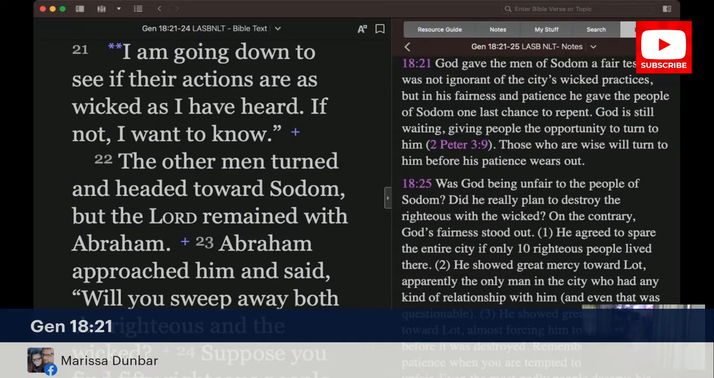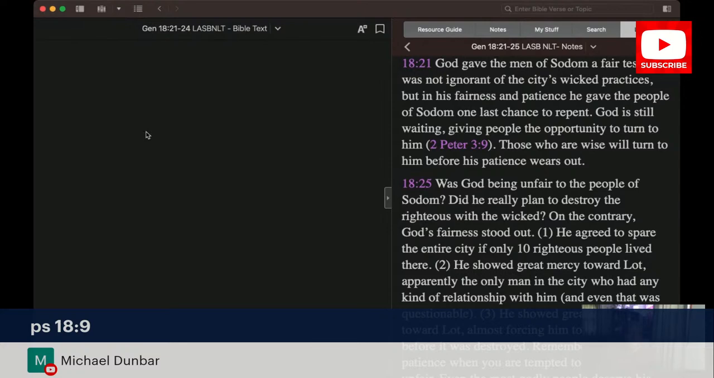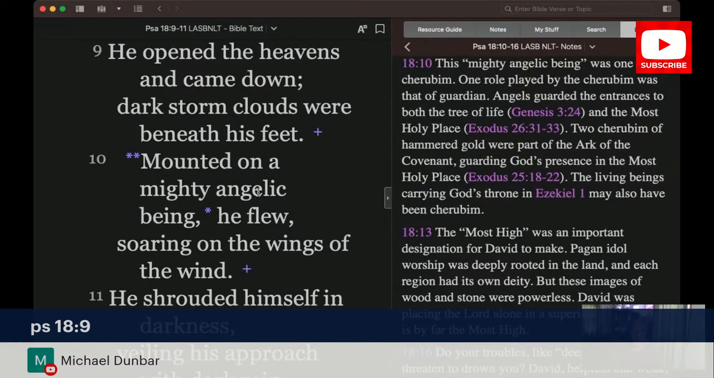Also, she put up Psalms chapter 18, verse 9. Psalms chapter 18, verse 9 tells us what? He opened the heavens and came down, and dark storm clouds were beneath his feet.